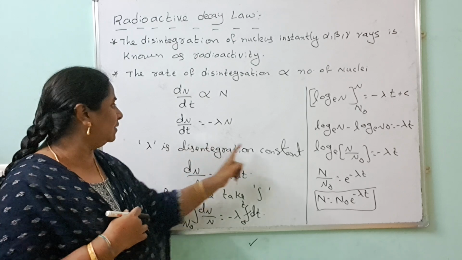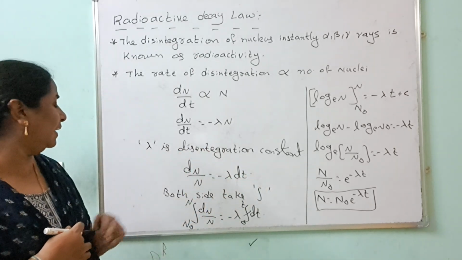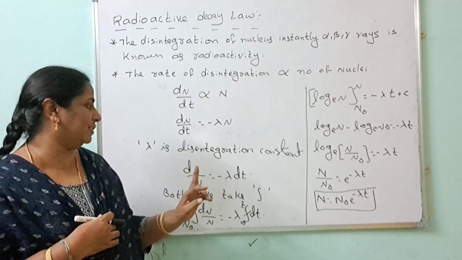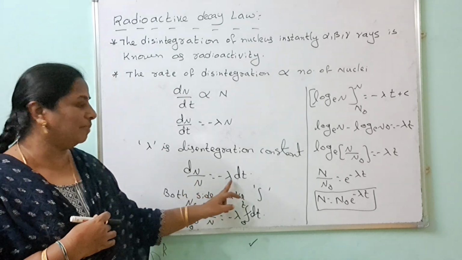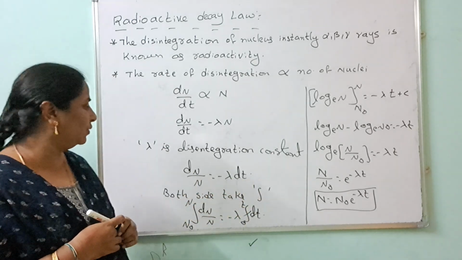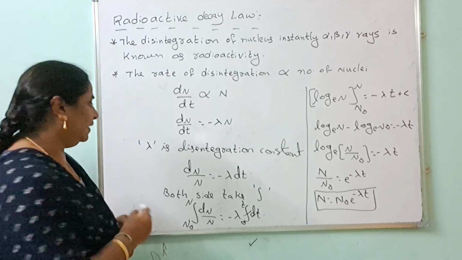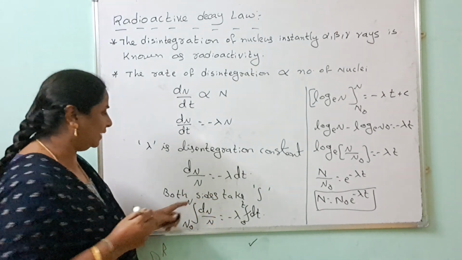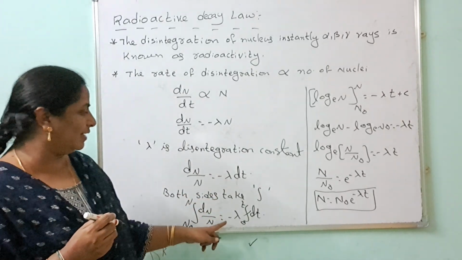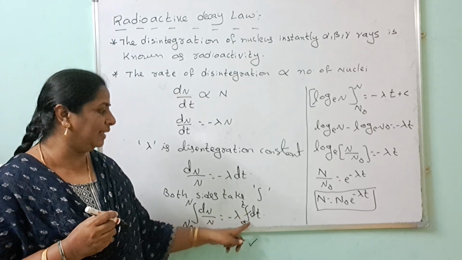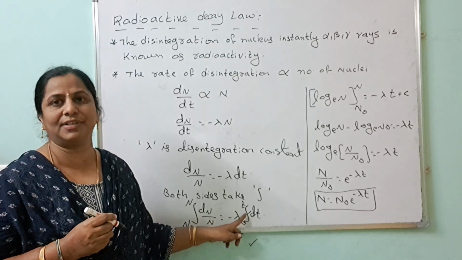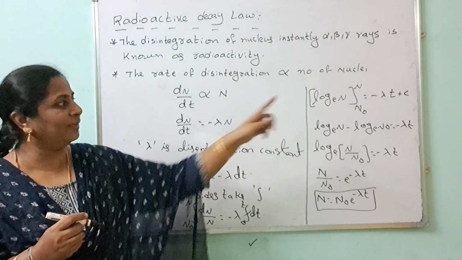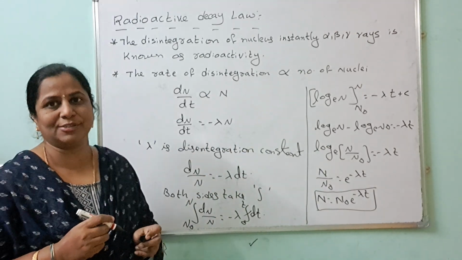Then we have to do that on both sides. Here lambda is the disintegration constant. dN by N equals minus lambda into dt. On both sides we are taking the integration. Then what do we get? Integration of dN by N equals minus lambda into the integration of dt. Here integration and differentiation cancel. On the RHS we get minus lambda t plus a constant.